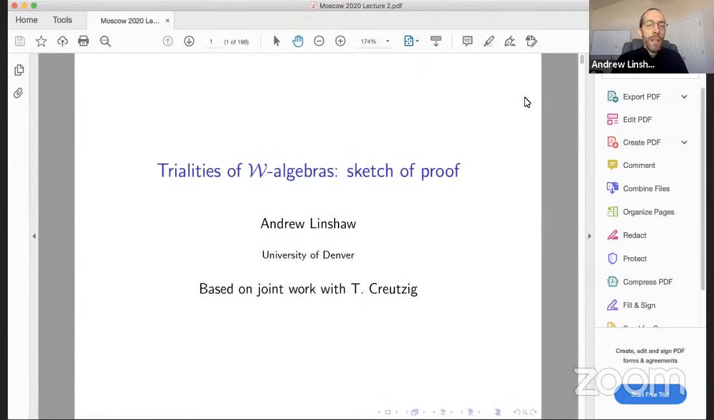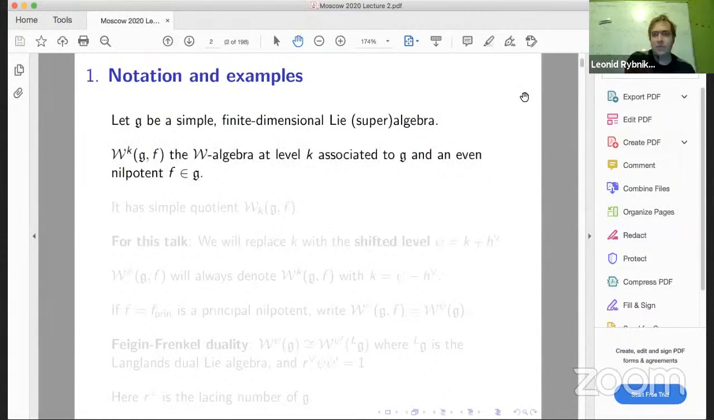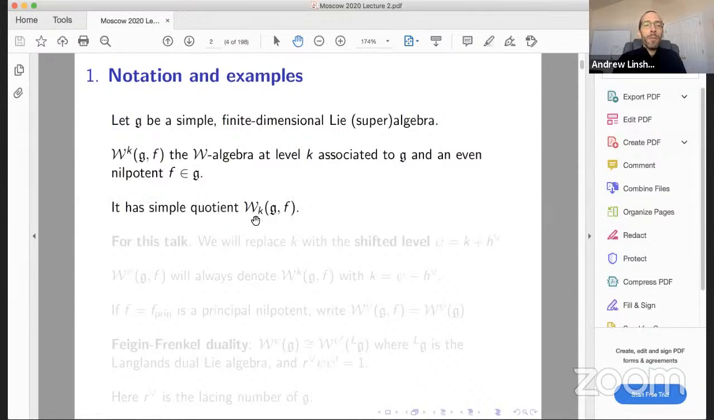which I can state and then also give a sketch of how the proof can be modified for type A. Okay, so G will be a simple finite dimensional Lie algebra or Lie superalgebra. W^K(G,F) will be the W algebra at level K associated to G and some even nilpotent element F in G. And W_K(G,F) will be the simple quotient.